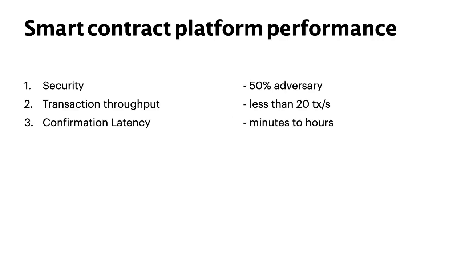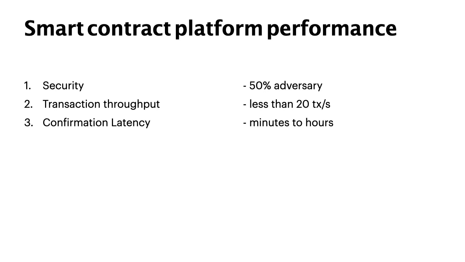How well is the performance of these smart contract platforms? There are three elements of the performance. They are security, transaction throughput, and confirmation latency. For Ethereum, it is secure against 50% of adversarial hash power, so we can say its security is pretty good. What about throughput and latency?